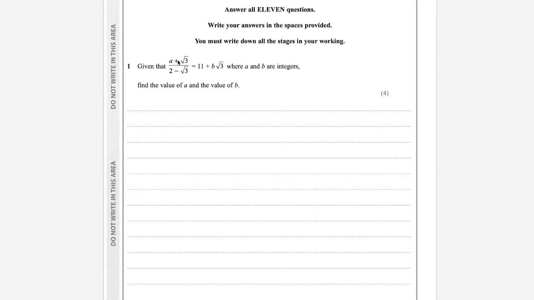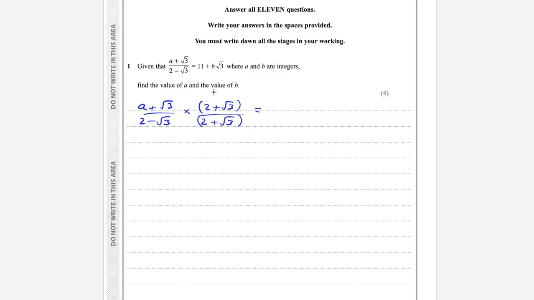Question 1. Okay, guys, this is just hopefully a straightforward surd question. So rationalize the denominator. I need to do 8 plus root 3 over 2 minus root 3 times the conjugate, 2 plus root 3 over 2 plus root 3, like this. And then we do top times the top.